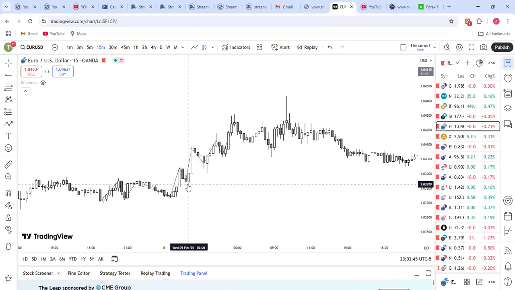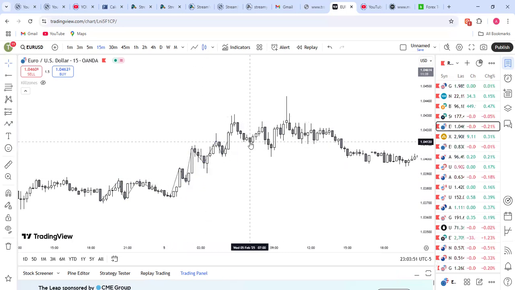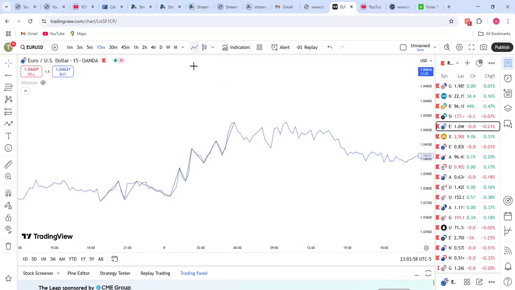You see from here, we came down to this point. Now the market reversed here and came back here, then reversed here, came back here, then reversed here, came back here. Just like that. So that is how we use market structure to predict the movement of the market.